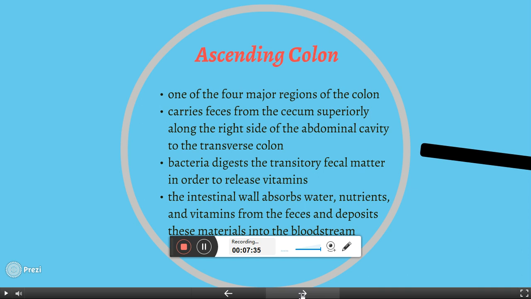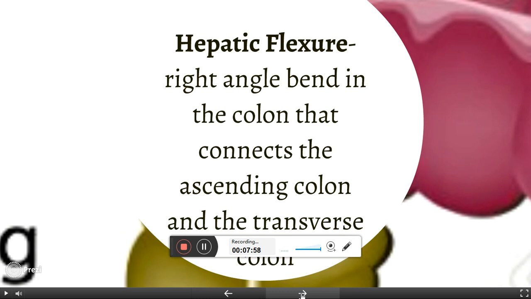As feces passes through the ascending colon, bacteria digest the waste material that the body can't digest and release vitamins K, B1, B2, and B12. The ascending colon rises superiorly toward the liver, but turns about 90 degrees left at the hepatic flexure. The hepatic flexure is the right angle bend in the colon that connects the ascending colon and the transverse colon.